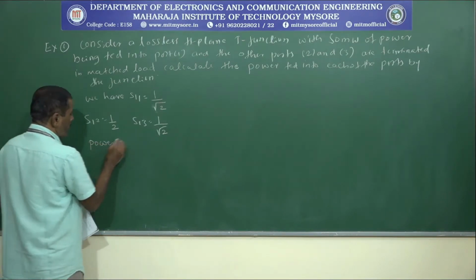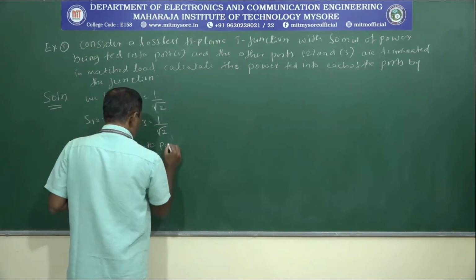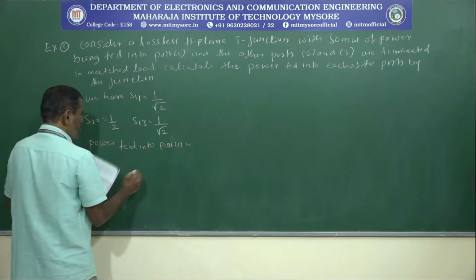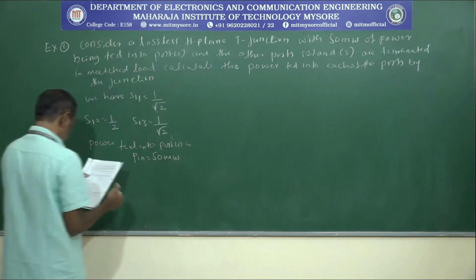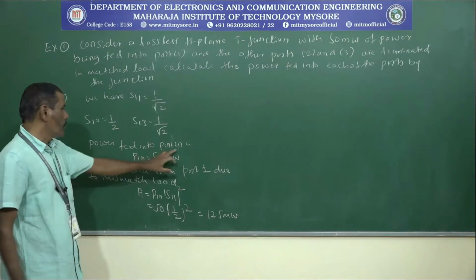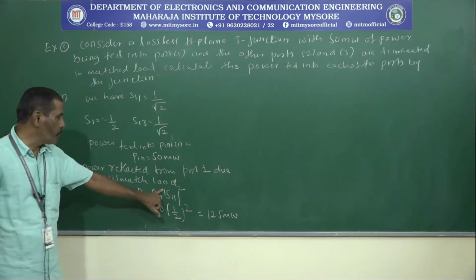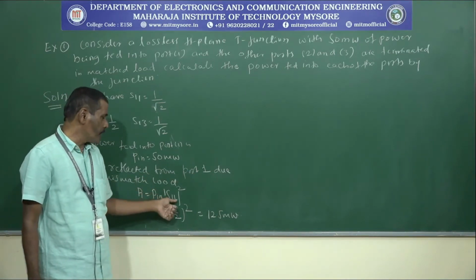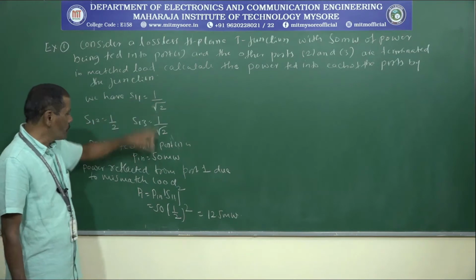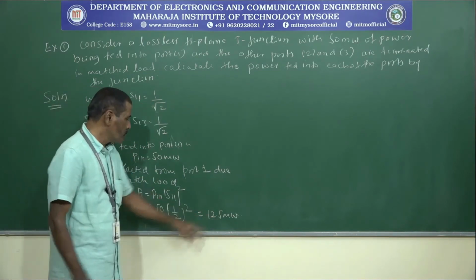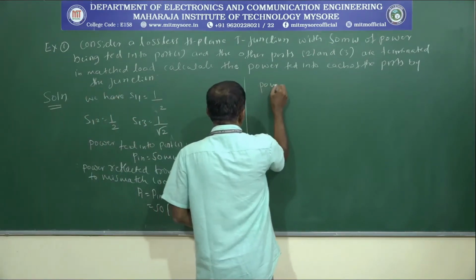Power fed into port 1 is P in equal to 50 milliwatts, and the power reflected from port 1, due to the mismatched load, is P1 equal to P in into S11 square. This S11 we have taken from here. If you substitute, it is 50 into 1 by 2 whole square. So this value comes to be 12.5 milliwatts.